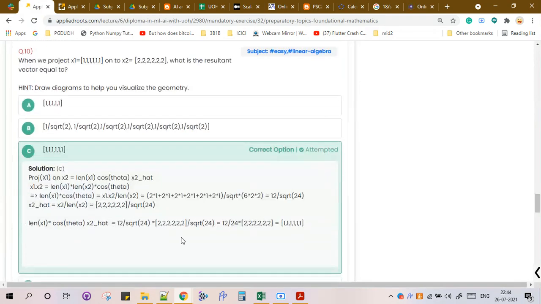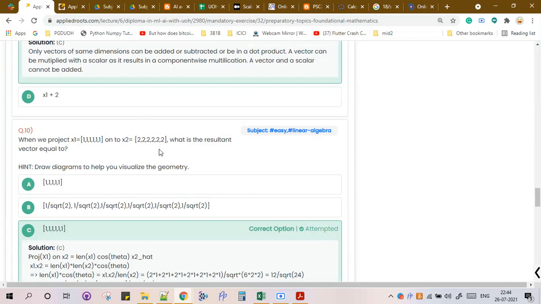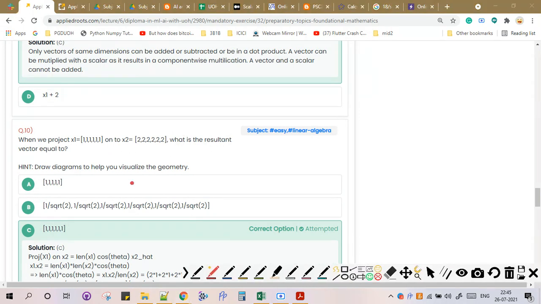Now, last question. This can be like a hard question also. If this x1 and x2 is not similar, this is much easier, right? Because this is a special case. Why is this a special case? Because see, x1 is 1 1 1 1 1 1 like this.